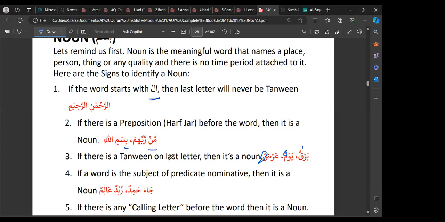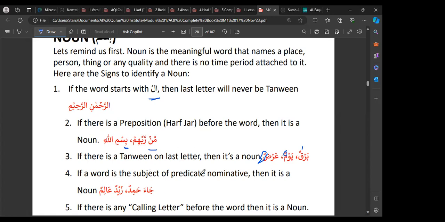So if it has a dammatain or tanween, then you know that that word is a noun. So 1 and 3 are very similar. We should probably swap 3 and 2 around because they're more connected. So al, or tanween, or harf jar. That's 1, 2, 3. 4.